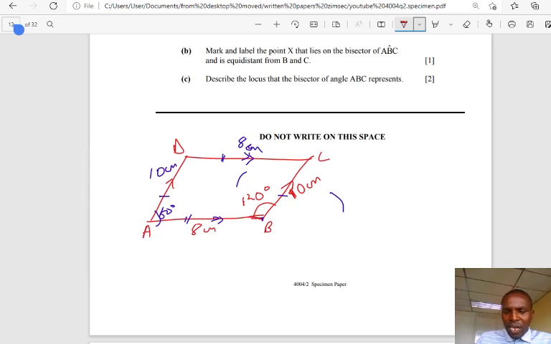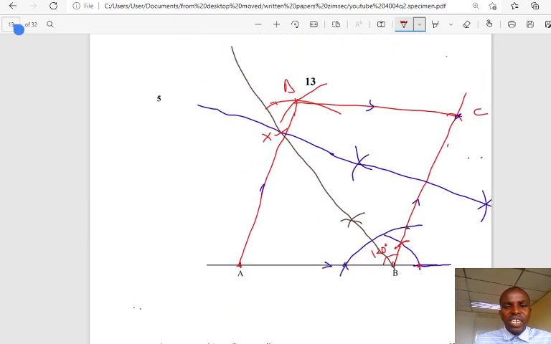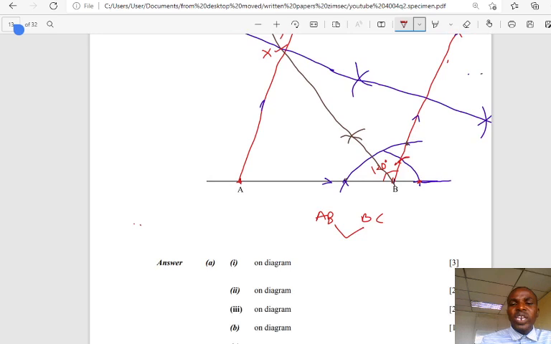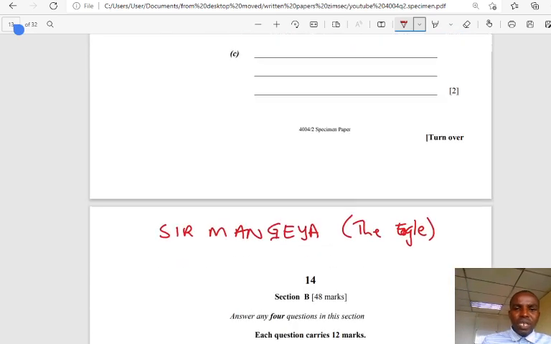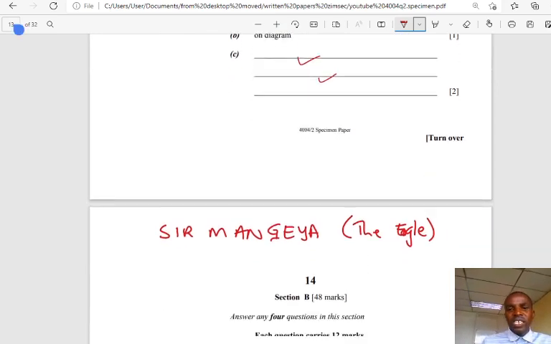Then part C, describe the locus that the bisector of ABC represents. If you bisect an angle, then you've bisected an angle at B. So it's line AB and line BC that make up the angle. So what can be the description of this locus? We have a common point B. So you have bisected an angle at common point B. So this one is the locus of points equidistant from AB and BC. That's the description on part C here. Put your answer here. Then done.